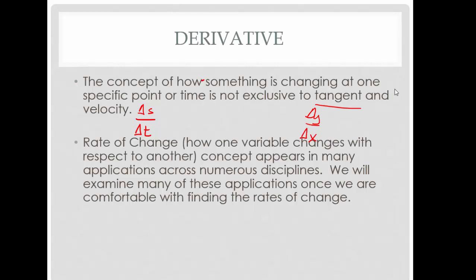But if we're going to use the same concept over and over again, we don't want to have to continually say the rate of change of y with respect to x or the rate of change of s with respect to t. We want to be able to shortcut that just a little bit. So we gave it a name. We named it the derivative.